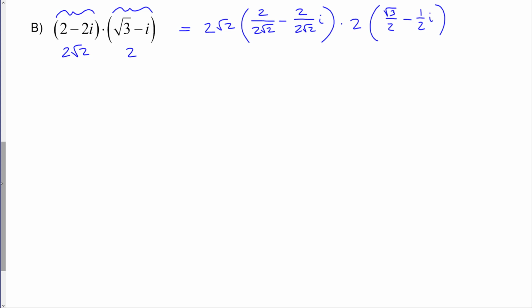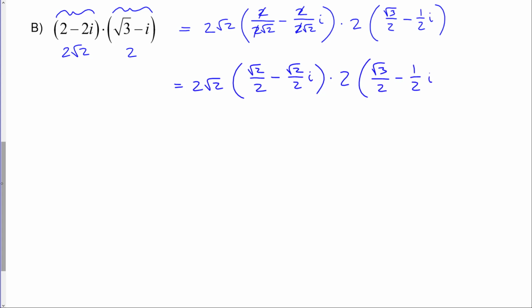In the first set of parentheses, if you'll notice, the 2's would cancel, and that would leave me 1 over root 2, which is the same thing as square root of 2 over 2, minus square root of 2 over 2 times i. And then I'm going to leave this alone. This is actually all ready to go. So then basically what we need to do, this right here is the radius. And I could have found that radius by using r equals the square root of x squared plus y squared. I just saw it a little bit differently in this case. You can certainly go back to those formulas. Absolutely. No problem at all.